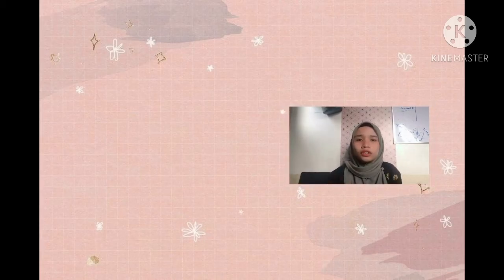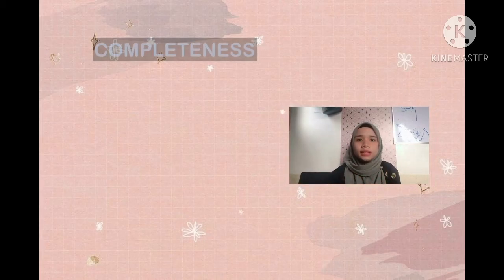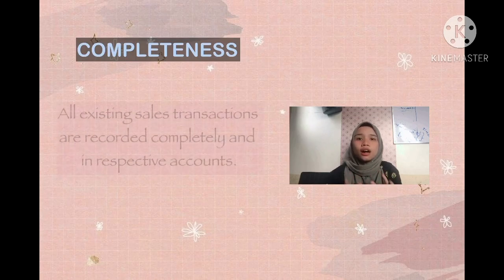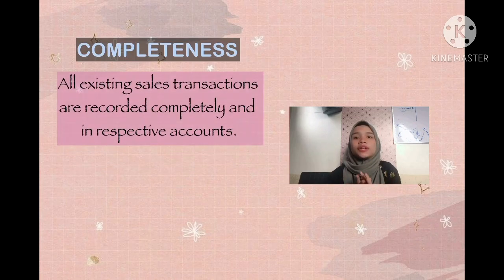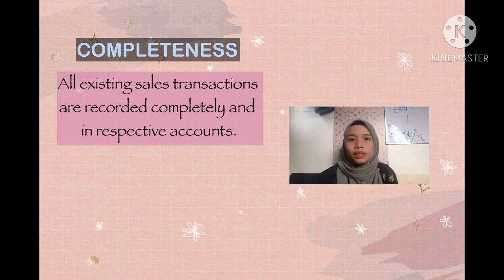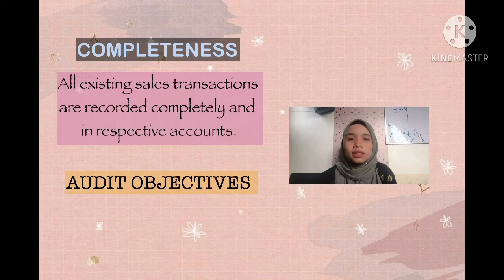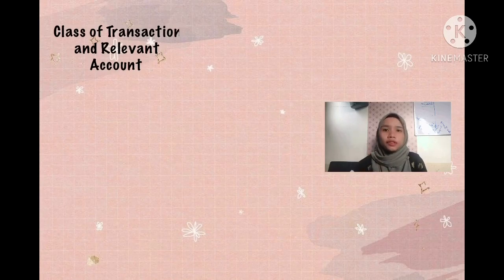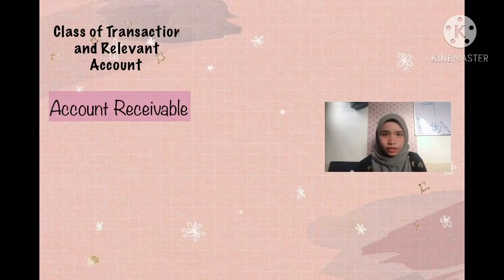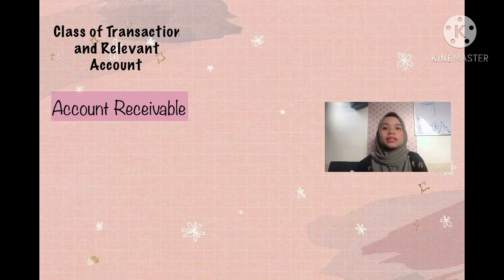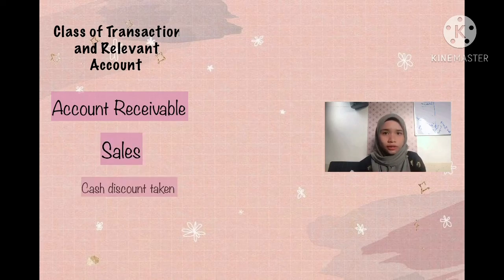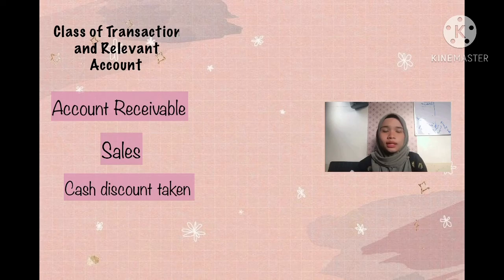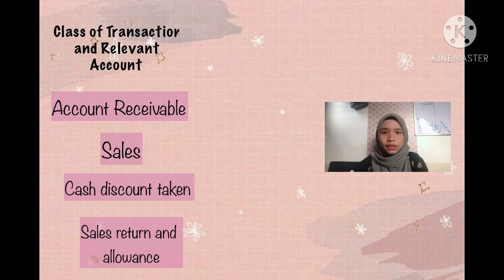Okay, so we move on to the second assertion, which is completeness. Completeness means that all existing sales transactions are recorded completely and in the respective account. The audit objective of completeness is to check whether all sales are recorded completely. There are four classes of transaction and relevant accounts. The first one is account receivable, the second one is sales, the third one is cash discount taken, and the fourth one is sales return and allowance.